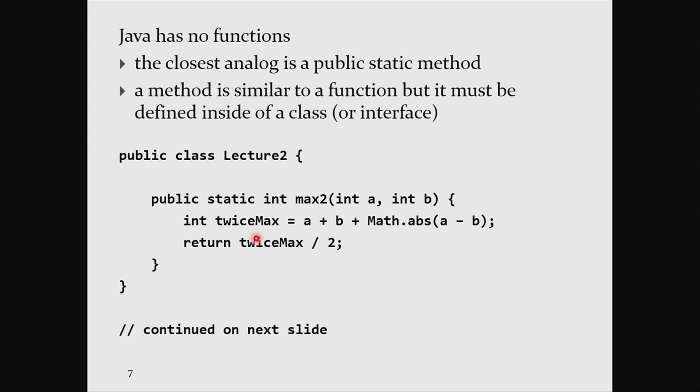I have a local variable called twice max. It's a variable as in Python, but I have to give it a type, so it's going to be int. And it's a plus b plus, now I need the absolute value. In Java, again, there are no functions, so I need to find a method somewhere that can compute the absolute value for me. It happens to be defined in a class called Math, and the function name happens to be abs. Otherwise, it behaves the same as the Python abs function. And then you return twice max divided by 2.